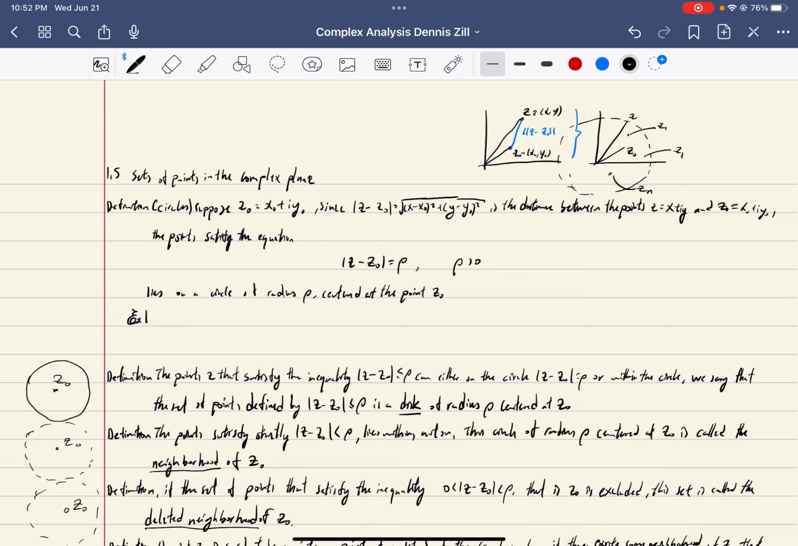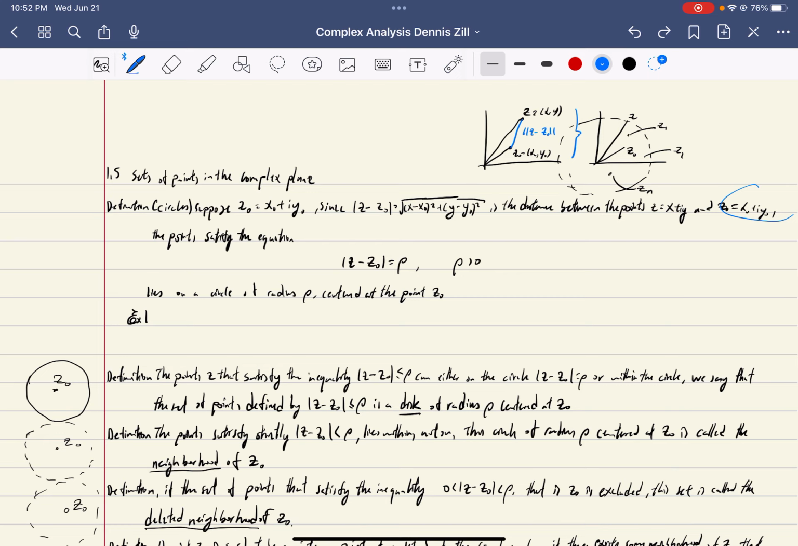this square root right here. Then the distance between the points z equal to x plus iy and z0 equal to x0 plus i y0 will satisfy this equation. It is the points that satisfy this equation. Sorry, I can't read my handwriting. So this is the equation.